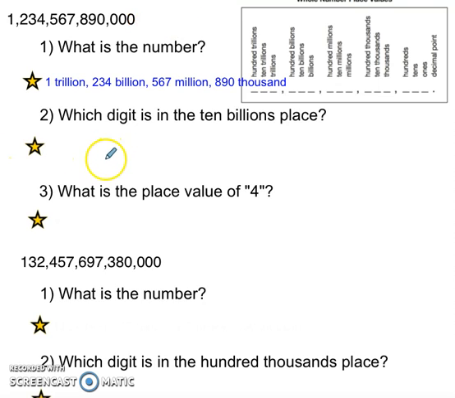Okay, which digit is in the 10 billions place? Take a second to figure that out. All right, so the 3 is in the 10 billions. So 3 is right here. This is the billions, so I go 1 over more. That is the 10 billions. Place value of 4. Find the 4. Tell me where it is. 4 is in the 1 billions. And it's okay if you just said the billions place. 1 billions, billions, same thing.